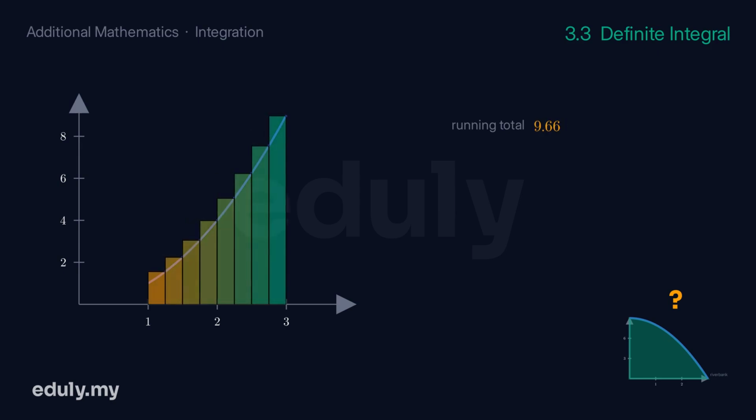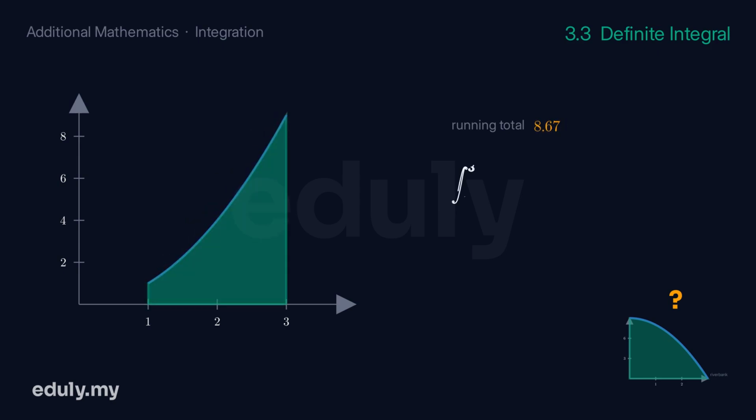Now make the strips thinner and thinner. The gaps vanish and the running total locks onto one exact number. That settled number is the exact area under the curve, and that is the whole idea behind this new tool, the definite integral. You evaluate it the fast way. Find the antiderivative, plug in the top value, plug in the bottom value, subtract, and it matches the strips exactly every time.